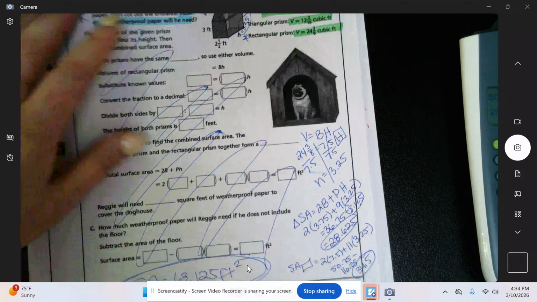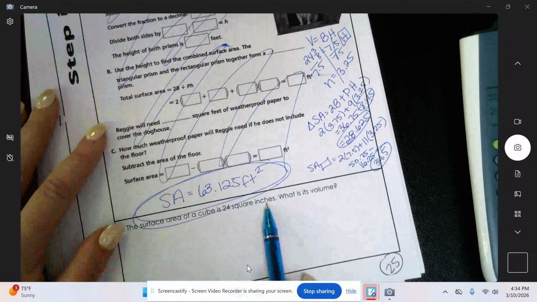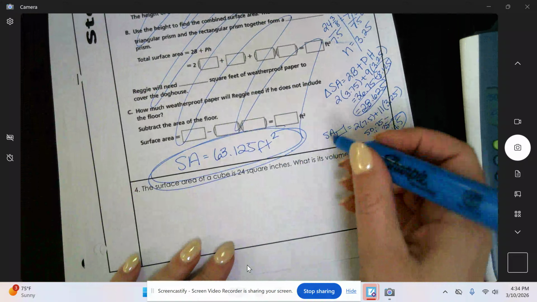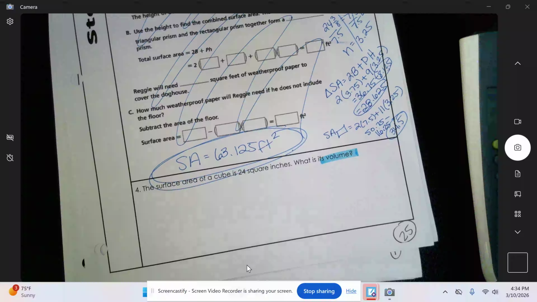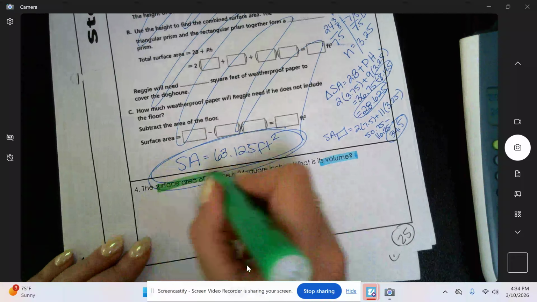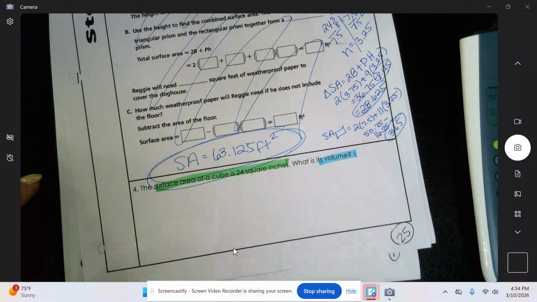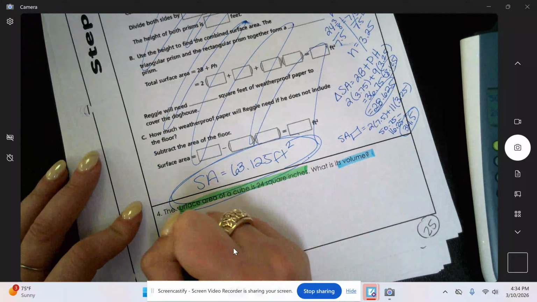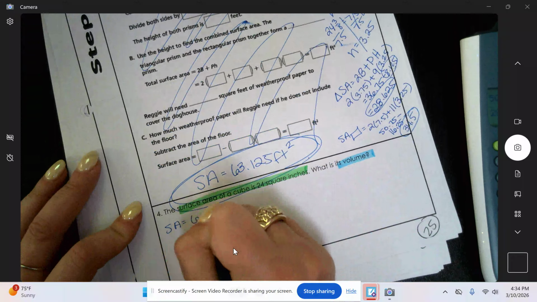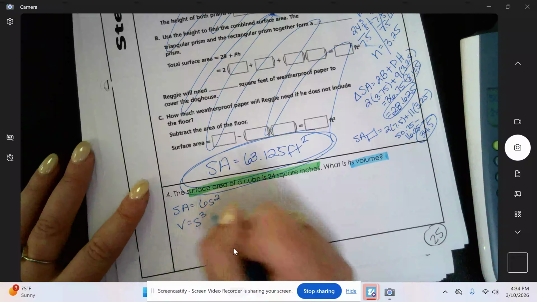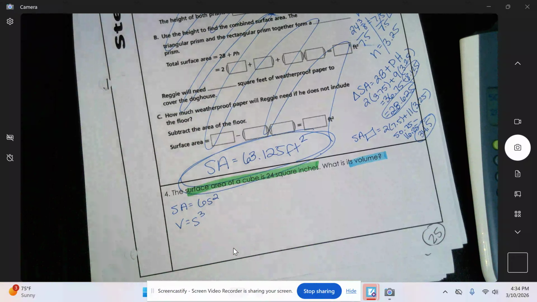It says the total surface area of a cube is 24 square inches. What is the volume? So our question's asking for the volume. We know that the surface area of a cube is 24. And if we're talking about the cube, we can flip back to the front where I told you the surface area formula and the volume formula of a cube. So surface area of a cube, remember, was 6s squared. And the volume of a cube was s cubed, where s stands for side length. But we don't know the side length, but we could figure it out here.